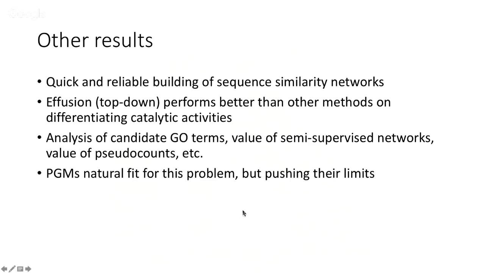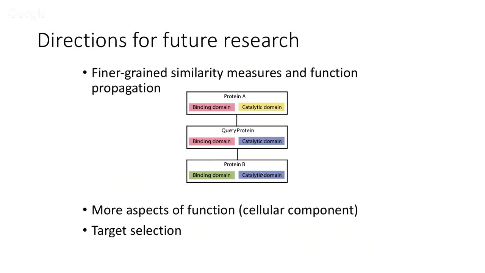One thing to note is that PGMs are a natural fit for this problem, but we're really pushing their limits. As you could probably see from the bottom-up model, where it didn't perform as well, that was likely due to the additional computational complexity. So there are some really cool directions for future research for this first part of the talk. They're straightforward, but really interesting. We only collected homologs for proteins that could be aligned across the entire sequence.